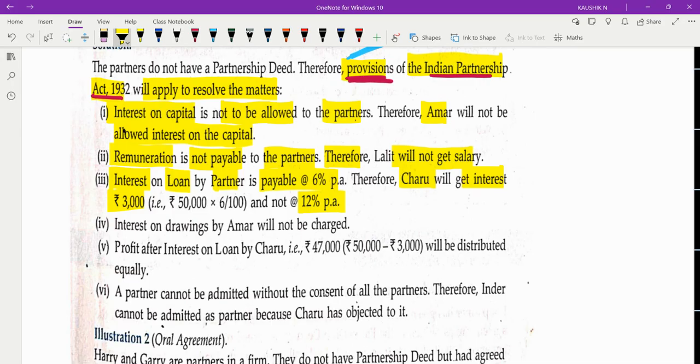Okay, when the interest on loan concept is being asked in the question, ensure that if the loan amount is provided in the question, then calculate what the interest amount is. If they have not given you any information about the loan amount, then you can stop your answer mentioning that interest on loan by partner will be allowed at the rate of 6% per annum.